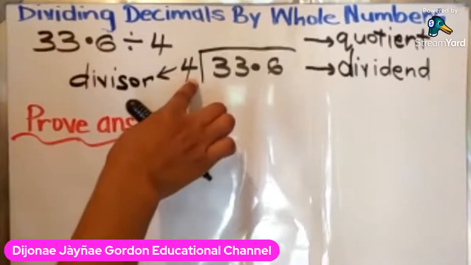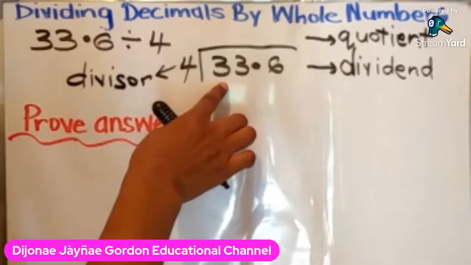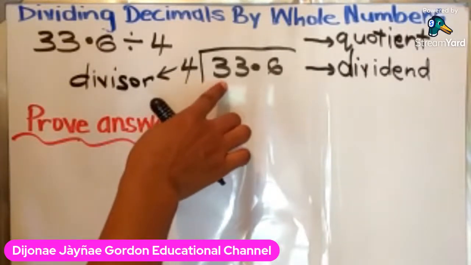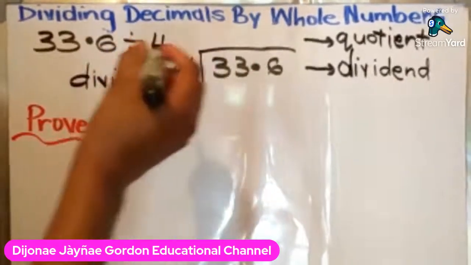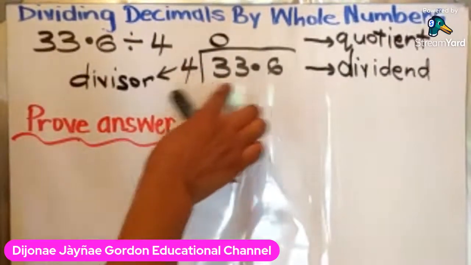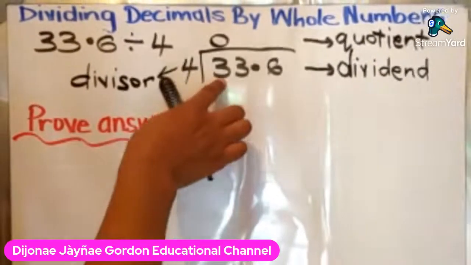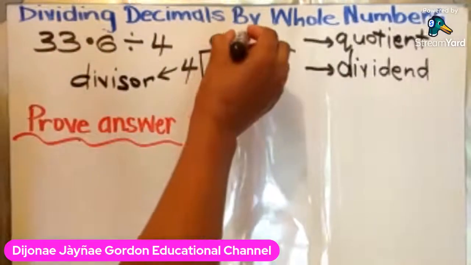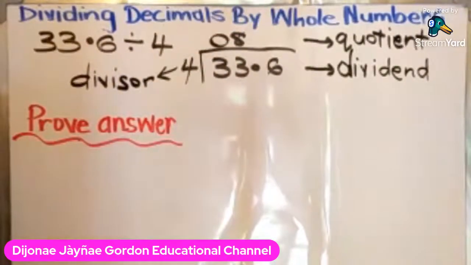First, ask yourself, how many groups of 4s can you get from 3? And of course, we can't get a group of 4 from 3. So we're going to write 0 right here. The next step is that we're going to put these two digits together, and now we're going to call them 33. How many groups of 4s can we get from 33? And of course, we can only get 8 groups. So I put my 8 there.